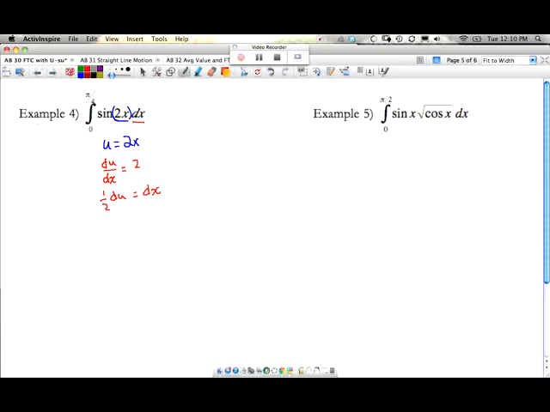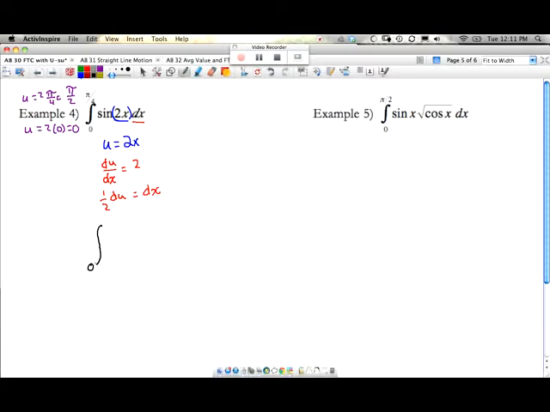Let's look at the limits. If u equals 2x, that means that up here u is going to be 2 times pi over 4, which is really pi over 2. And for the bottom, u is going to be 2 times 0, or that's still 0. That was easy enough. Alright, let's make all our substitutions, see what we have left over.